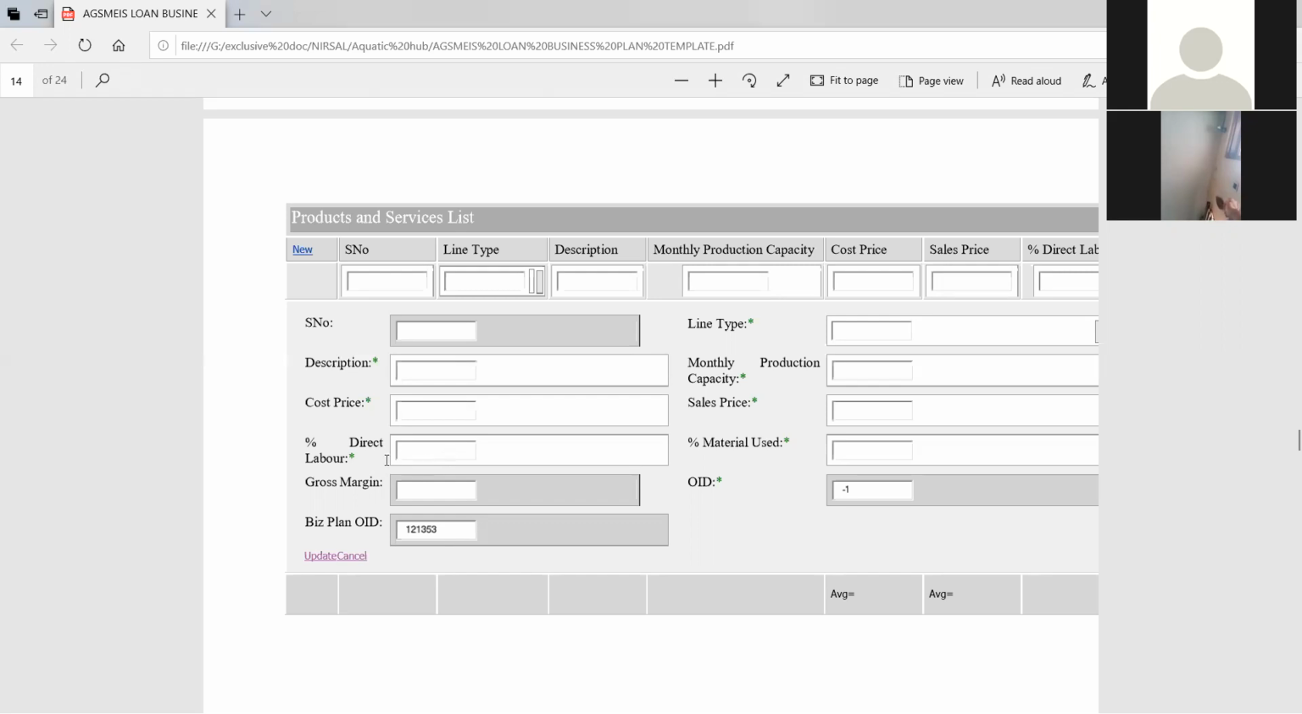But if you're going to be in percentage, how do you know this direct cost? Your direct cost is, we are looking at out of this cost price now, how many percent of this is a direct cost? Then how many percent of this is material cost?